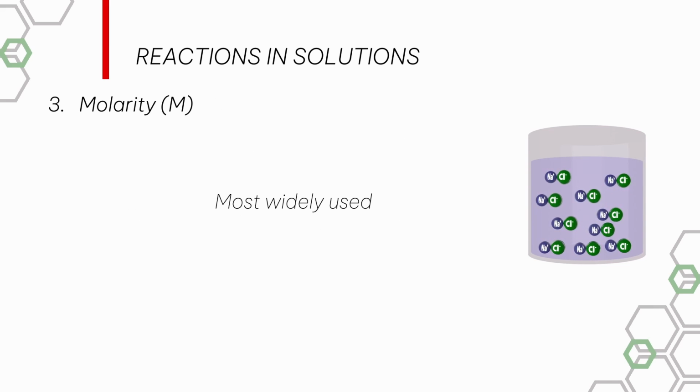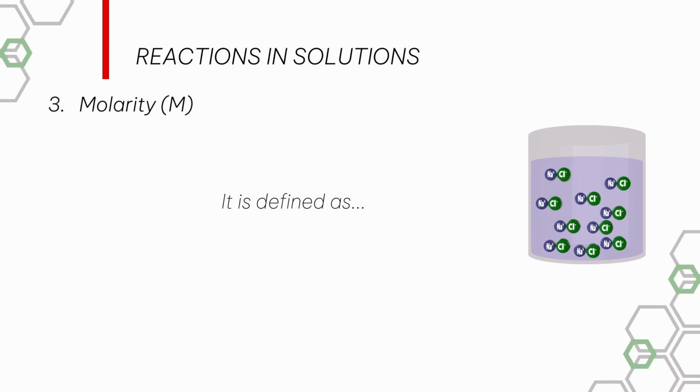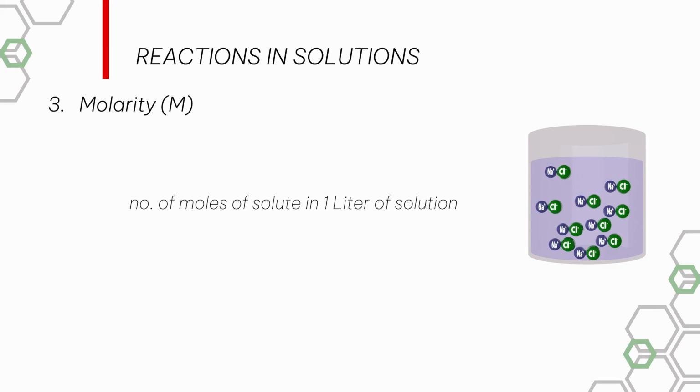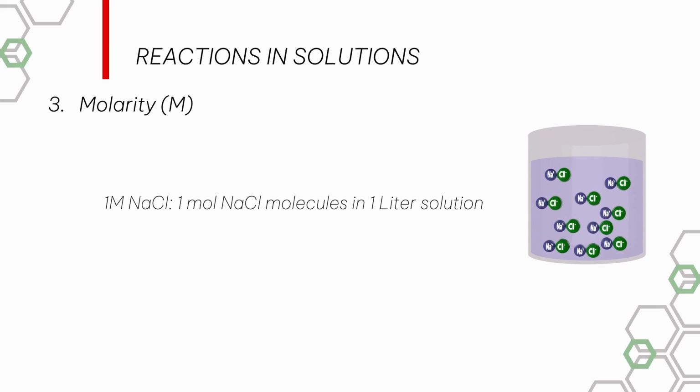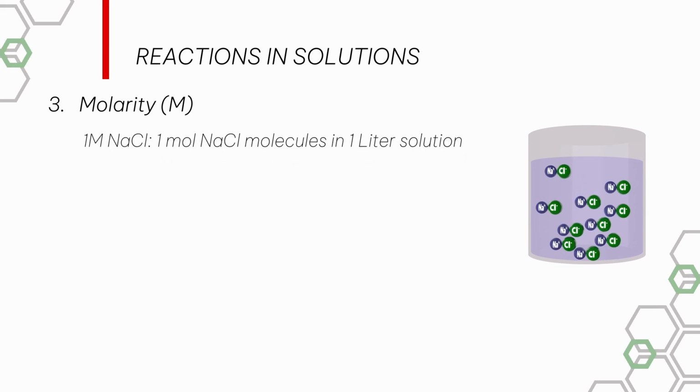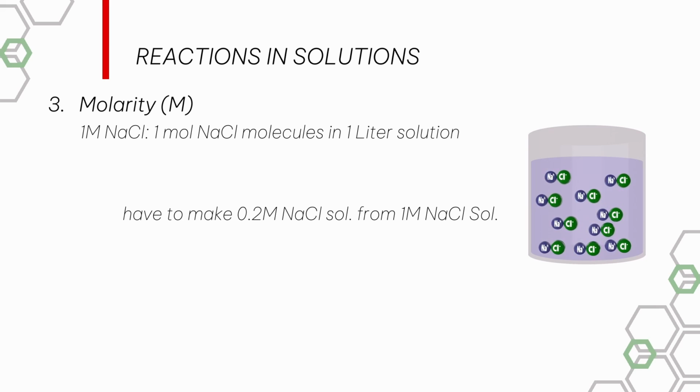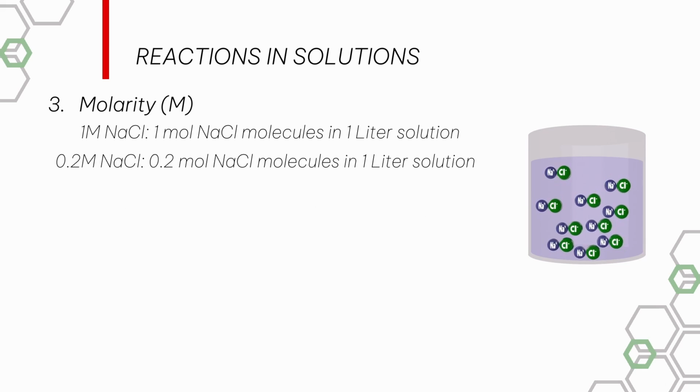Molarity. It is the most commonly used term to denote the concentration of solution. So we can define molarity in this way: the number of moles of solute present in 1 liter of solution. For example, 1 M NaCl means there is 1 mole of NaCl present in 1 liter of solution. Now suppose that we have to make 0.2 M NaCl solution from 1 M NaCl solution. 0.2 M NaCl solution will form when 0.2 mole of NaCl is present in 1 liter of solution.